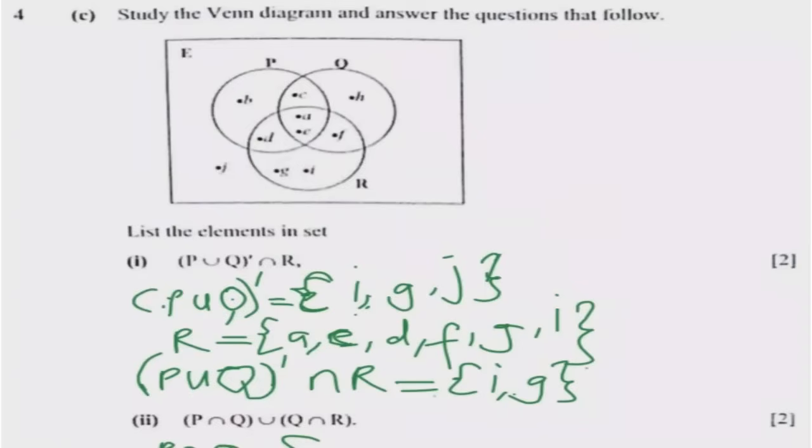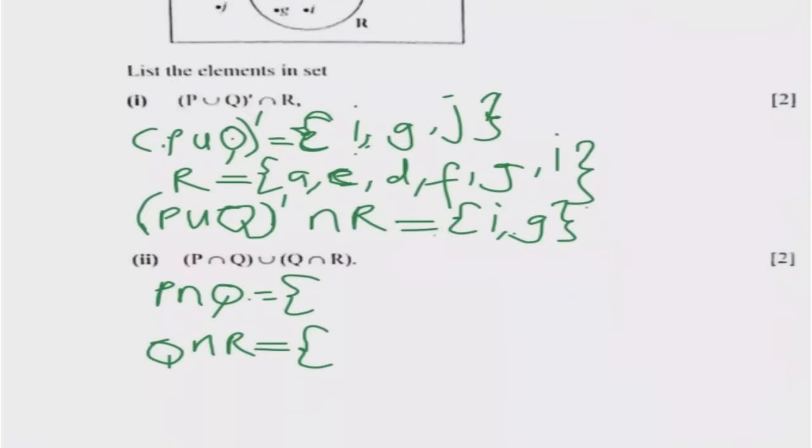Now, we are looking for P intersection Q. So P intersection Q, this is the part, this one here is P intersection Q. Okay, so those elements that are found there are ACE. Those are elements that are found in the intersection of the two sets, which is P and Q.